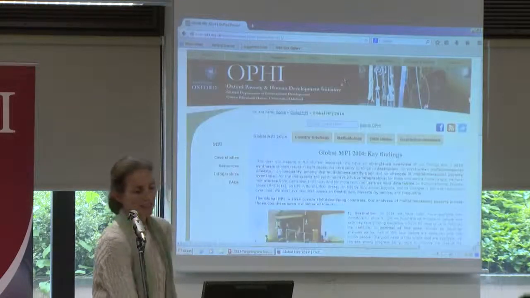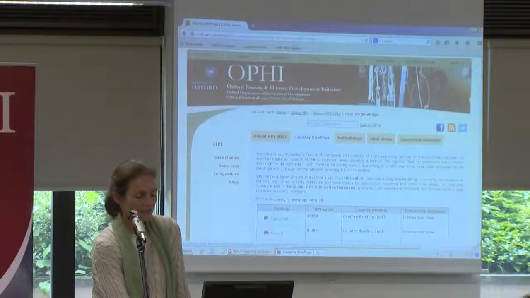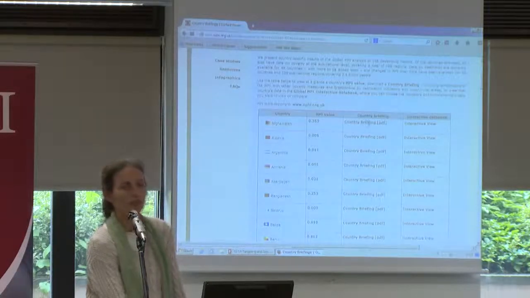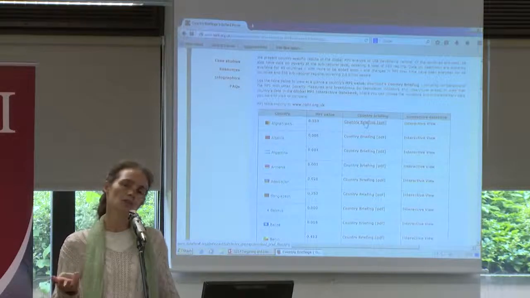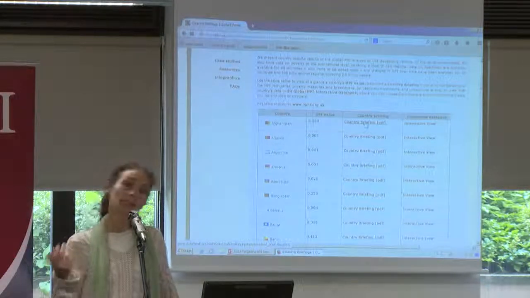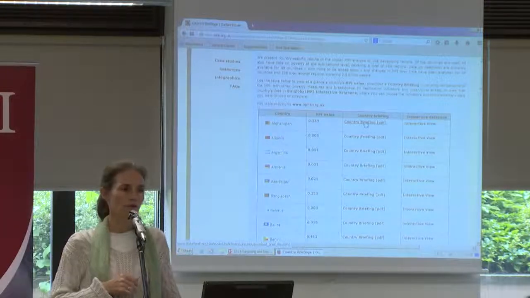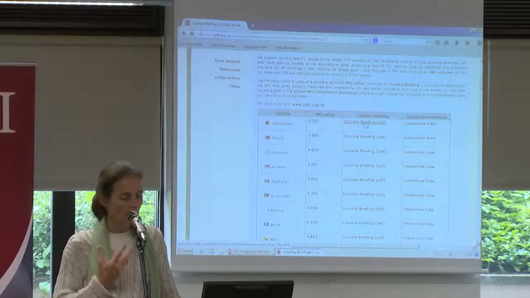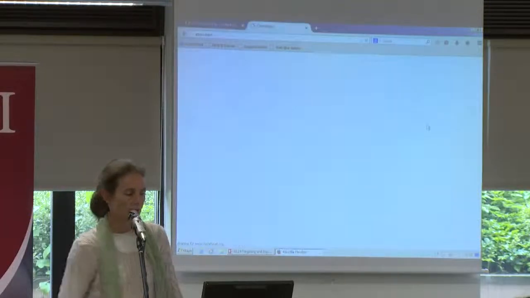So that's the data tables. The country briefings have for each country a PDF which summarizes the information for the country, which is quite useful if you just need something to print out quickly, or if you want students to do country comparisons or whatever if you're teaching. Those are quick ways of summarizing the data in an intuitive way.